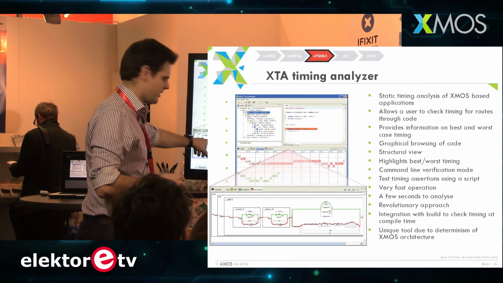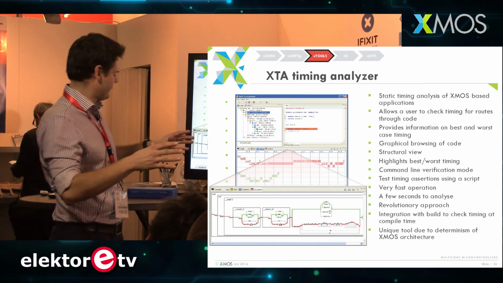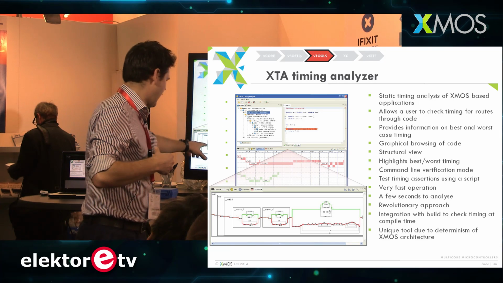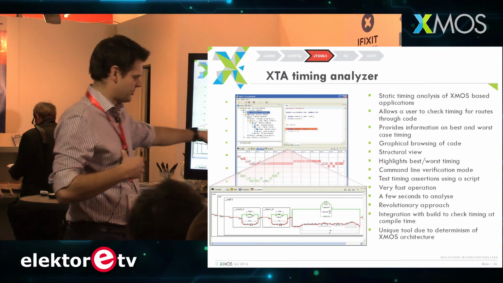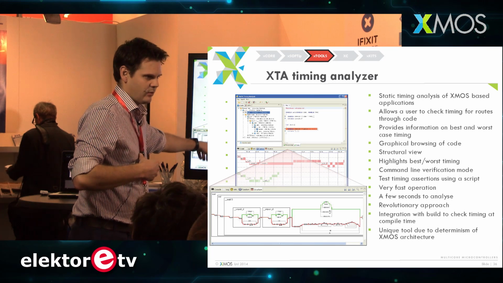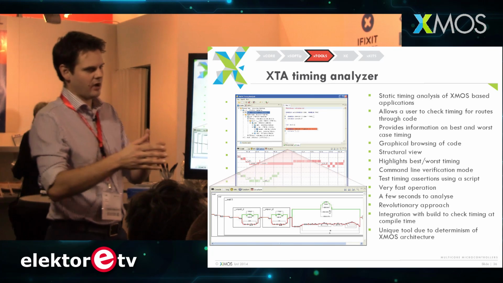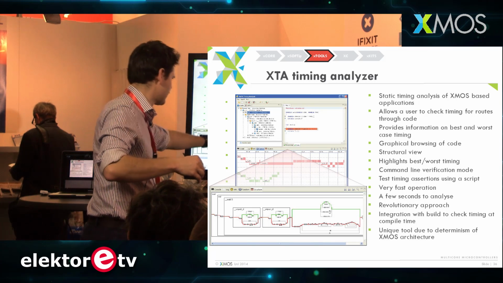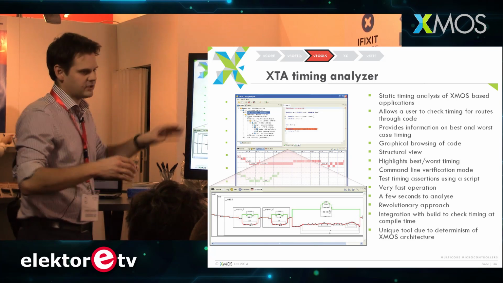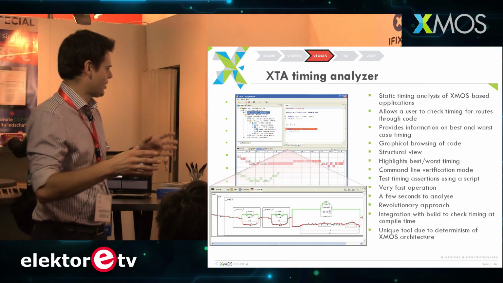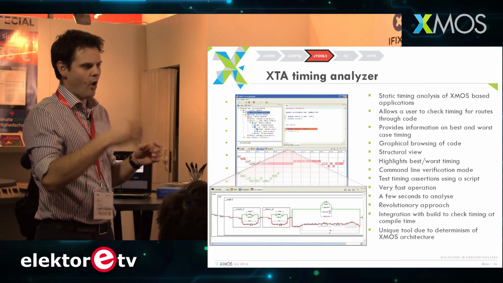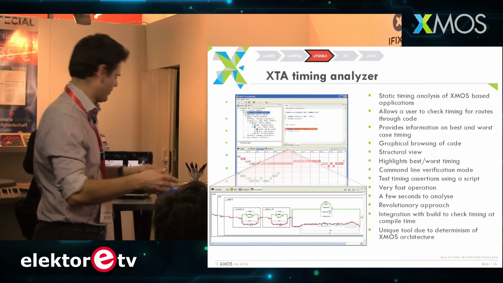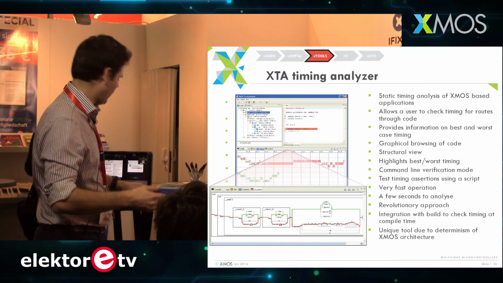This diagram here is saying it's analyzing your code, and this is showing you in a diagram the best case and the worst case routes through your code. So if statements and jumping in and out of functions, etc. So you can use this to analyze your code and decide where you need to focus on optimization or restructuring your code to meet your real-time requirements.